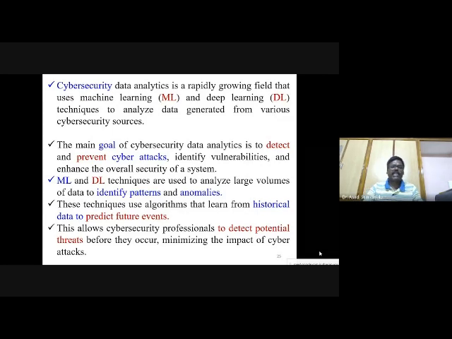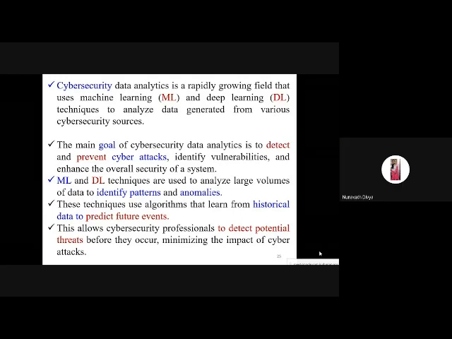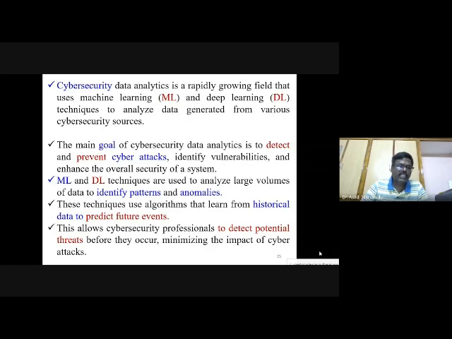We are using classification techniques, clustering techniques, association rule mining, outlier detection algorithms, and deep learning algorithms such as CNN and RNN, and various frameworks and libraries such as Keras, TensorFlow, PyTorch, and Seaborn in order to implement cyber security data analytics. These techniques use algorithms that learn from historical data to predict future events.